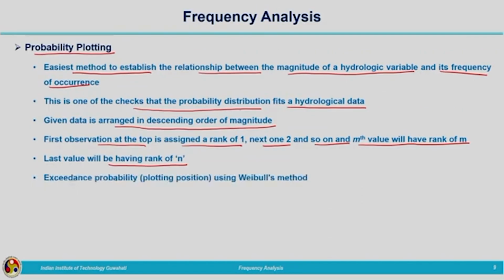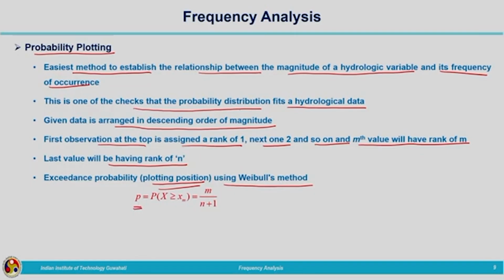Exceedance probability represented by plotting position can be calculated by using Weibull's method. Weibull's distribution is there, but that distribution I am not explaining here. By making use of different methods, we can find out this plotting position. Here I am discussing Weibull's method, which can be used for computing the plotting position. So, the exceedance probability can be obtained by using Weibull's method, and that is given by small p.